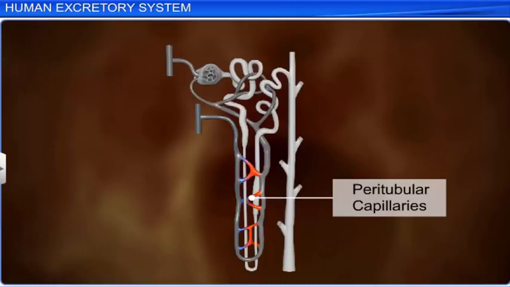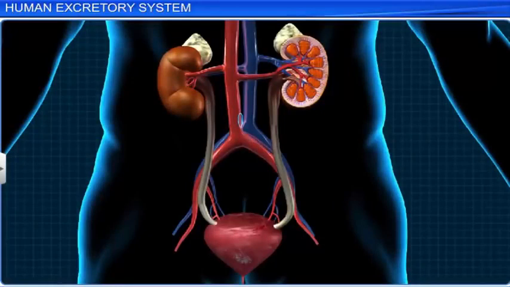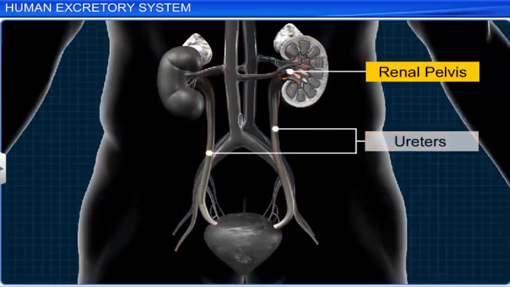The capillaries of many such efferent arterioles unite to form the renal vein, which joins the inferior vena cava. Let's now study the other parts of the urinary system. The kidney opens into the ureters through the renal pelvis.